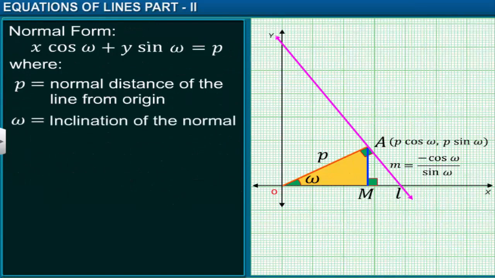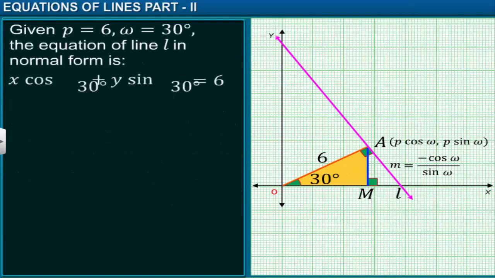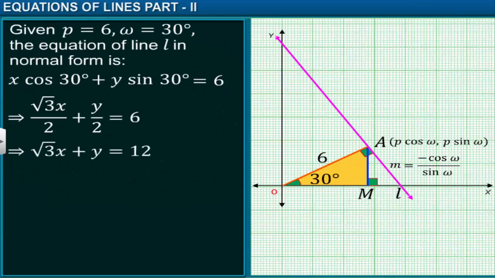For example, let us find the equation of the line whose normal distance from the origin is 6 units, and the angle that the normal makes with the positive direction of the x-axis is 30 degrees. Using the normal form, the required equation of the line is root 3 x + y - 12 = 0.